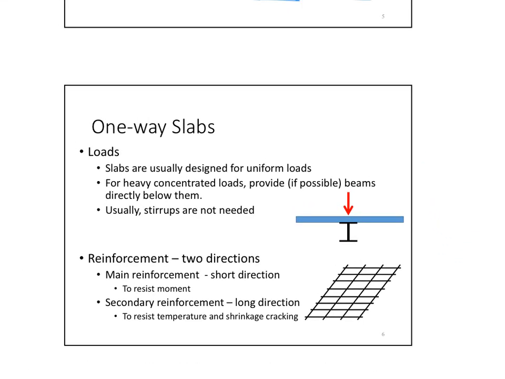Now the loads on the slabs are normally uniform loads. Sometimes there are heavy concentrated loads. We either thicken the slab in these areas, or we provide a beam that takes that concentrated load if possible. Usually stirrups are not needed because the shear provided by the slab is enough to take all the applied shear on it.